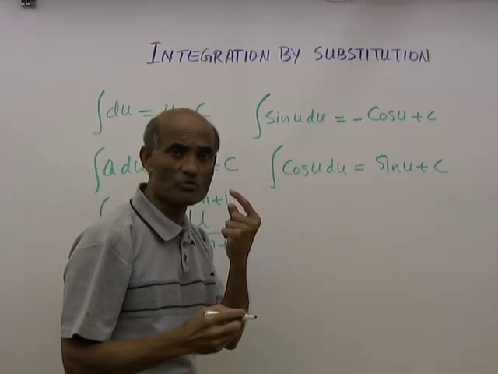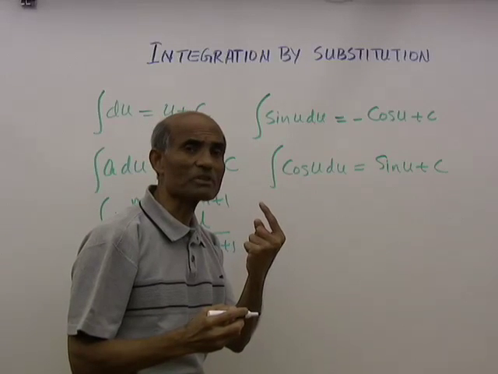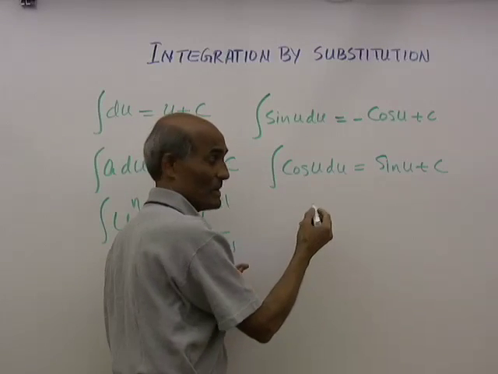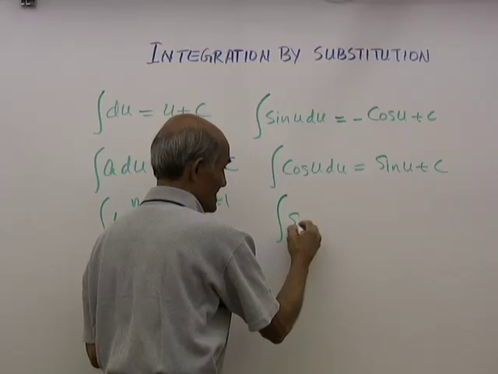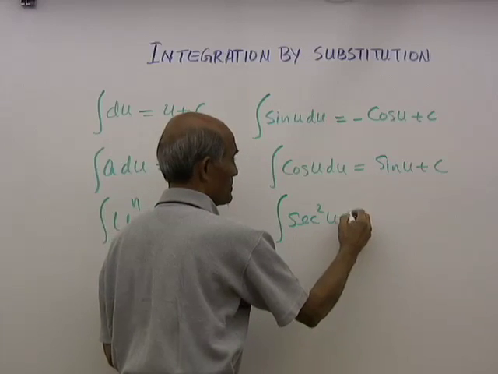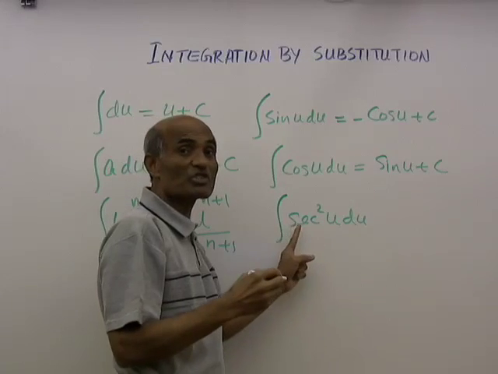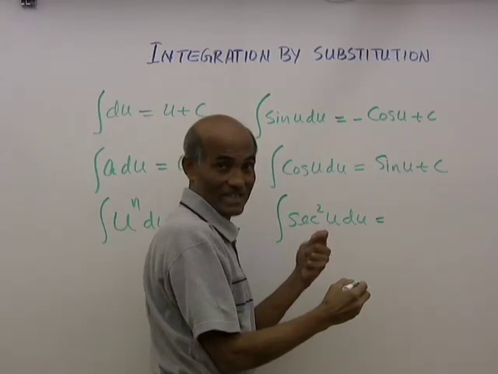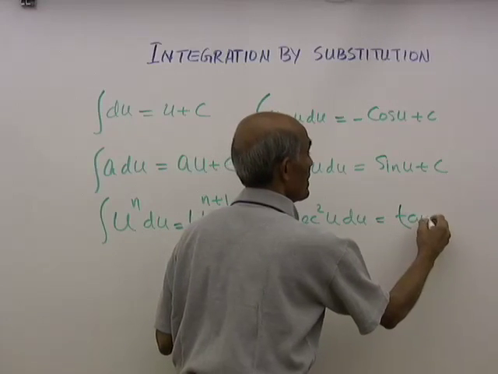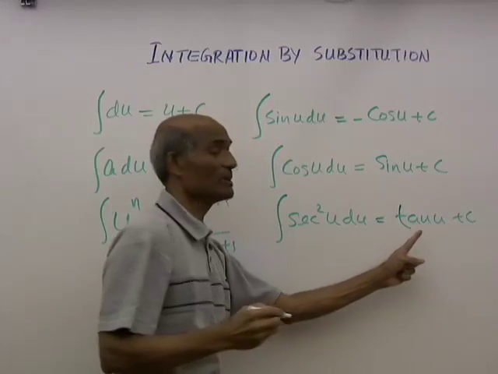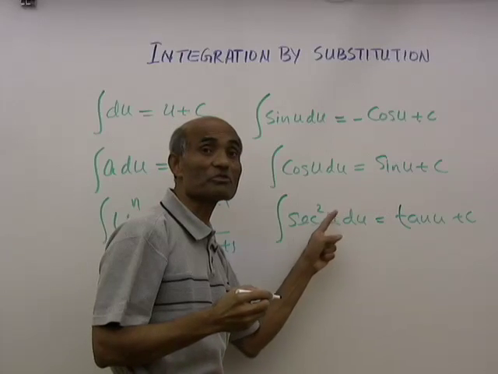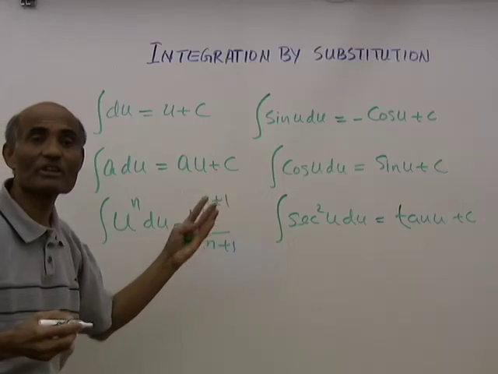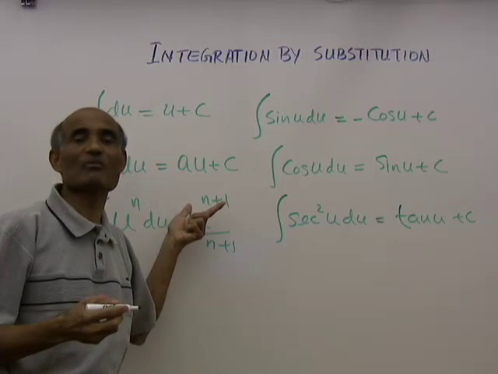Can you remember at least one more of the trigonometric functions that we talked about that can be integrated? Well, we can integrate secant squared u with respect to u. Integral secant squared u is tan u plus c, because the derivative of tan u with respect to u is secant squared u. Well, these are some of the basic integration formulae that we know.